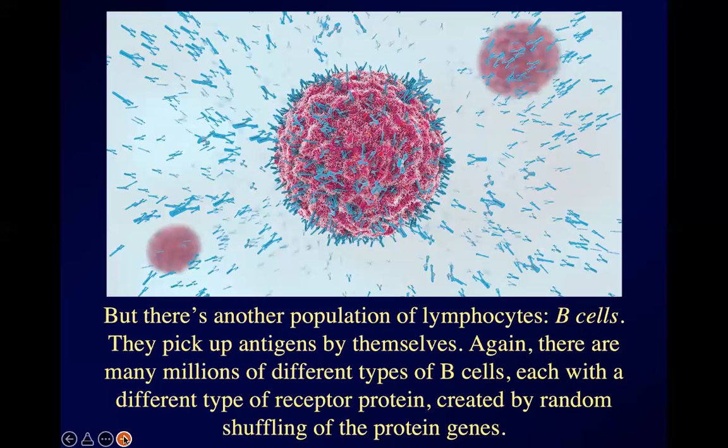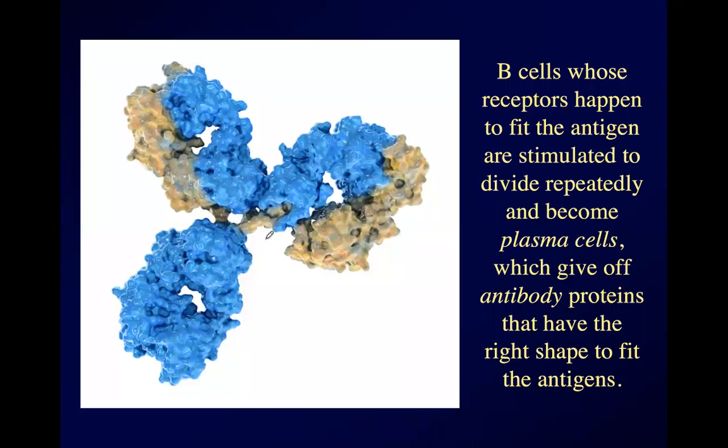The B cells pick up antigens by themselves. They don't need those macrophages to present them with antigens. And again, there's many millions of different types of B cells. Each one has different receptor proteins on the outside. And those millions of different types are created by certain genes that are randomly spliced and shuffled. So every B cell is genetically different from every other B cell. And a B cell will, hopefully, if it's presented with an antigen that matches its receptor type, be stimulated to start dividing like crazy.